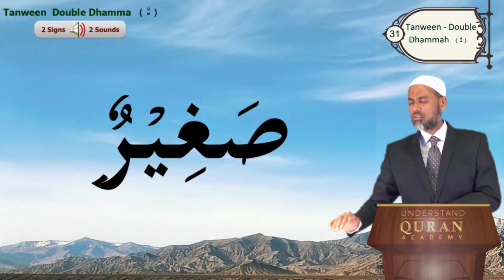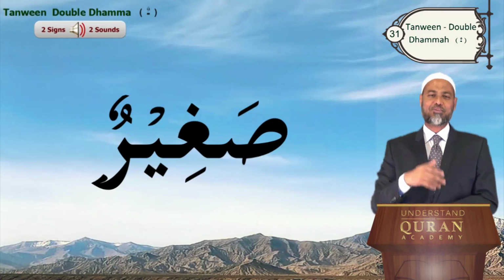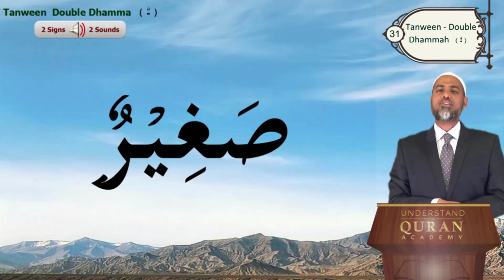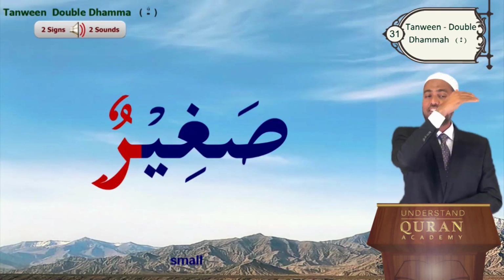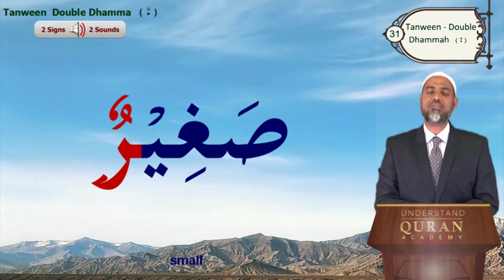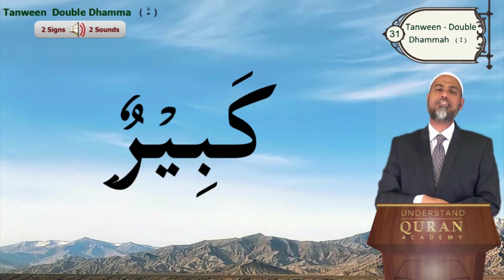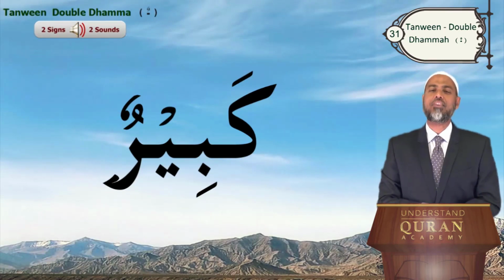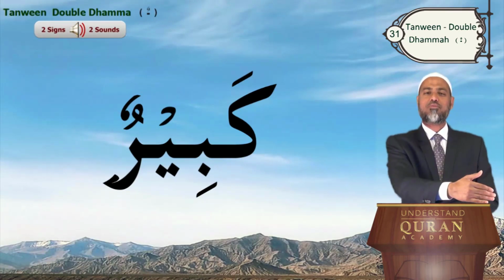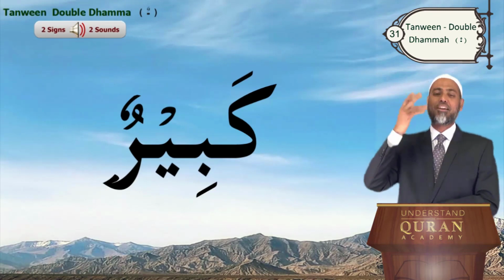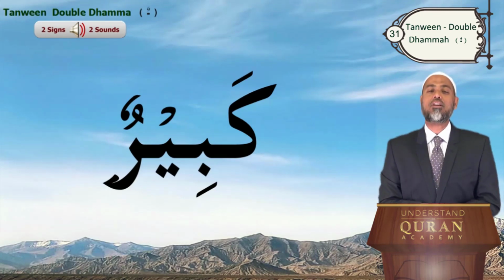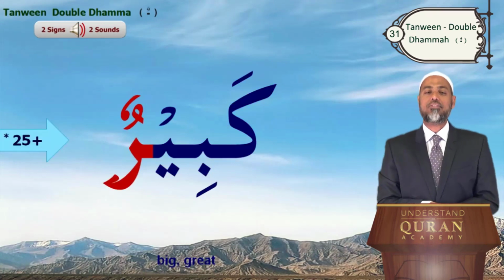Saghirun. Saghir means small. Needs a lot of effort to say it. Saghirun. Small. Kabirun. Big. The sound of run is thick, but kabir means big. Kabirun.